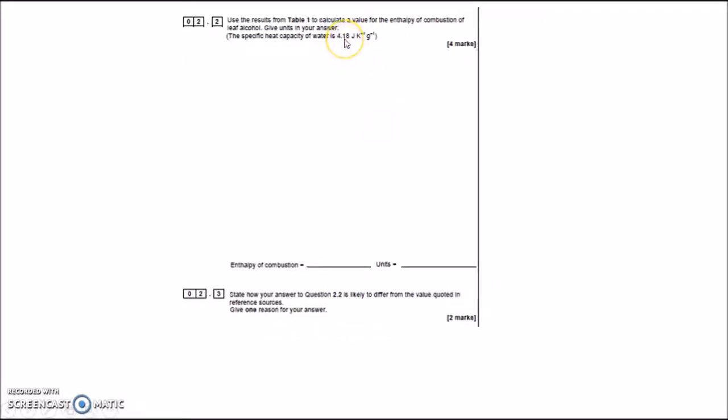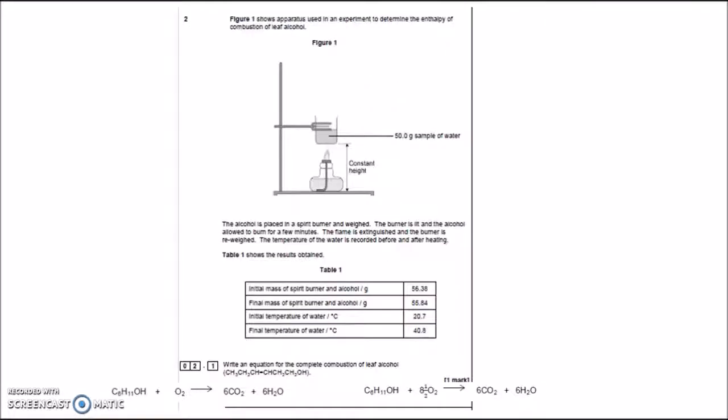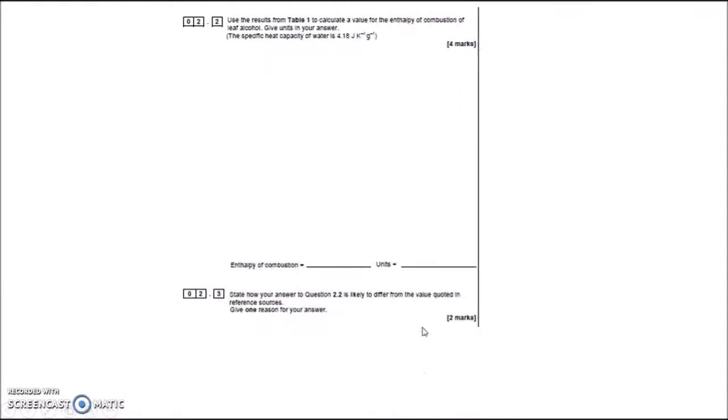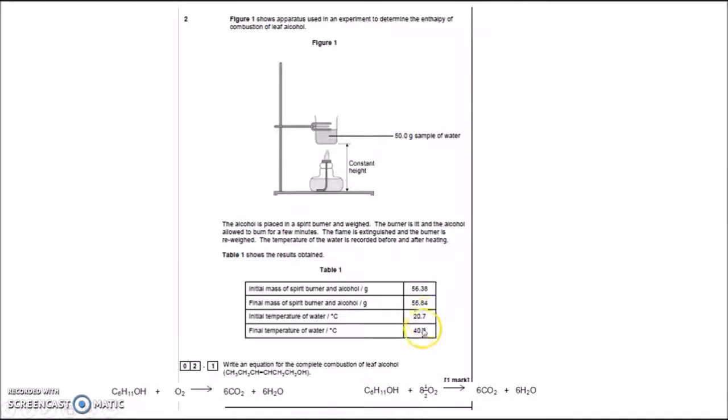C is my specific heat capacity, 4.18, and my temperature change are these two taken away. I ignore the mass of the spirit burner and the alcohol that's being released. I don't use that. M is the mass of the water that's being heated up and changed. So ignore these figures for now. So what have I got? I've got delta H, heat change, or Q, is minus 50 multiplied by 4.18, which is the specific heat capacity, multiplied by the temperature change. So my first job is to get the temperature change.